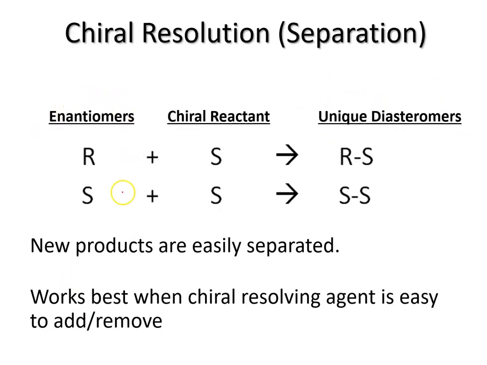So here's just a starting point. You might have different enantiomers, R versus S. If you have a chiral reagent that we know is separated and purified out, then you would have unique diastereomers. That would be R and S or S and S. And then these new products that are diastereomers can be easily separated from each other. And this works best when those resolving agents are easy to then take back off and remove, so that you can get back to your initial compound.